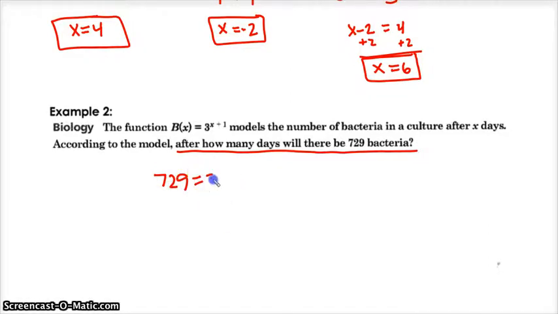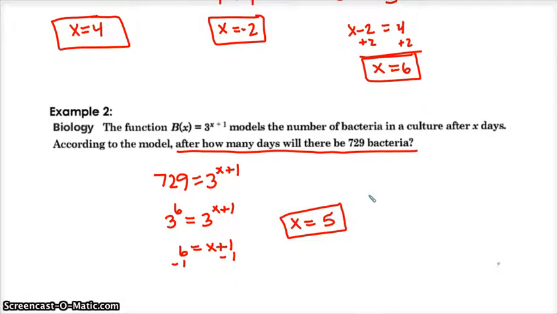729 equals 3 to the x plus 1. Now this problem looks very similar to the ones up above in example 1. I need to rewrite 729 as a power of base 3. Look at your exponent sheet and you can see that 729 as a power of base 3 is 3 to the 6th power. 3 to the 6th is equal to 3 to the x plus 1. Since my bases are the same, now the exponents must be the same, so 6 equals x plus 1. To solve, I subtract 1 on both sides, and x equals 5.